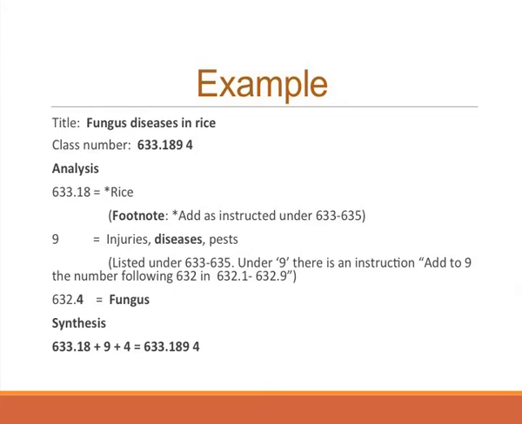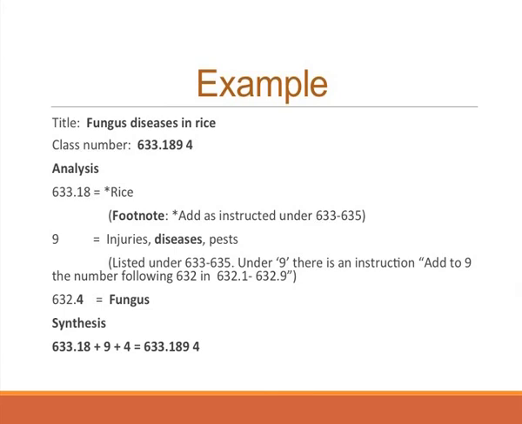633.18 is the basic subject, the base number for rice. We have an asterisk attached to it and a footnote, "add as instructed under 633, 635." So the footnote at the bottom of this page gives this instruction to go to 633, 635. From there you can add as instructed, and under those instructions we find that the digit 9 is given for diseases.